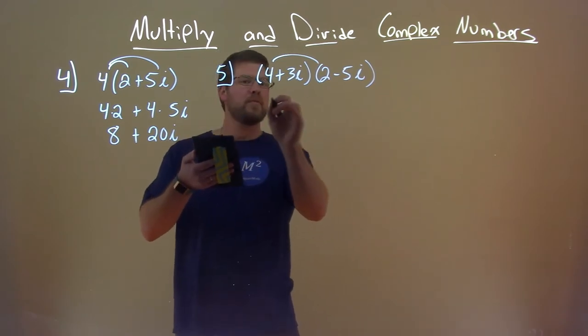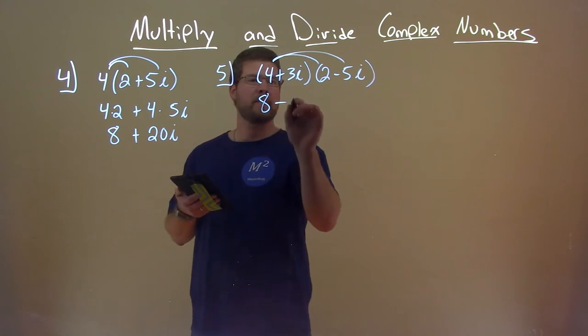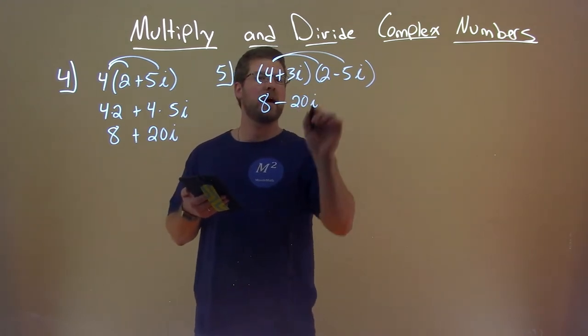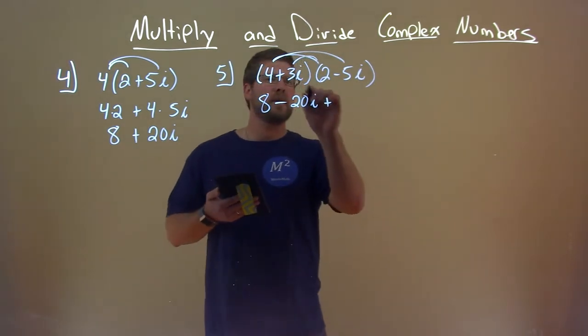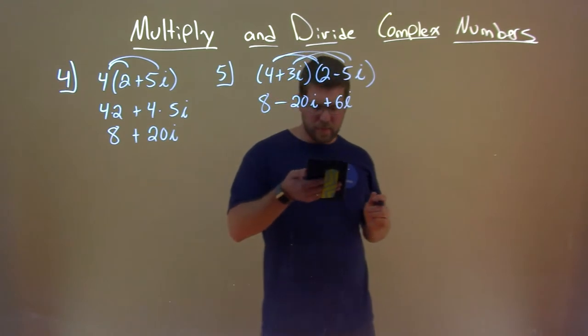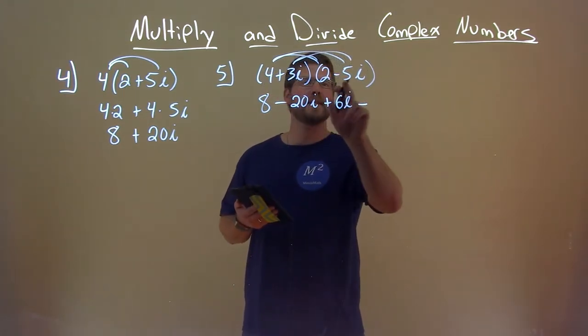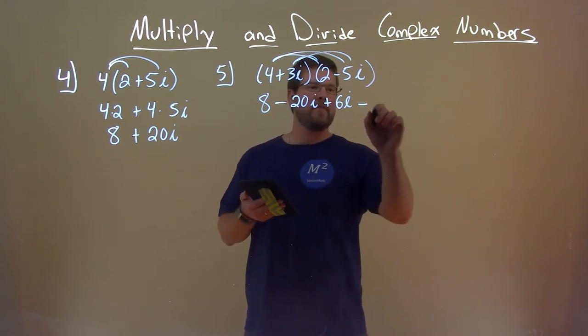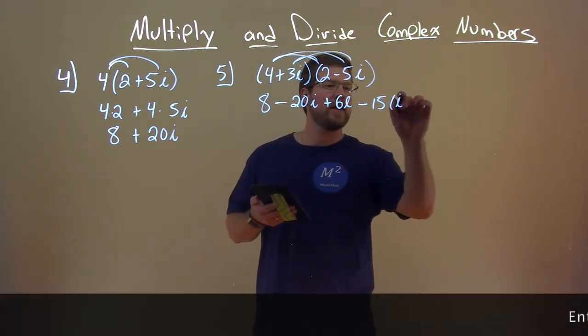4 times 2 comes out to be 8. 4 times a minus 5i is a minus 20i. 3i times 2 is a 6i. And 3i times a minus 5i, and this is going to get tricky. So we have a minus here. 3 times 5 is going to be 15, and then i times i is i squared.